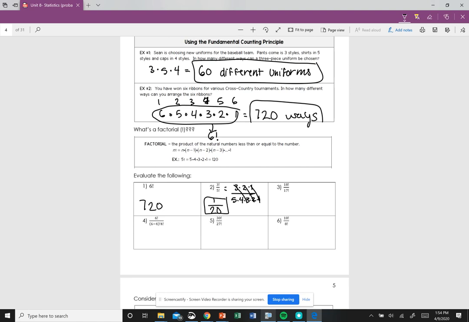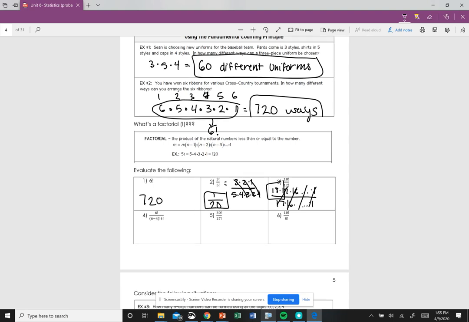If we do 18 factorial over 17 factorial, we can line it up very similarly. We have 18 times 17 times 16 and so on, all the way down to times 1. And then on the bottom, we'd have 17 times 16 times everything until you get to times 1. Look, everything cancels out except for the 18. This is actually my favorite way to make things disappear if I need to.